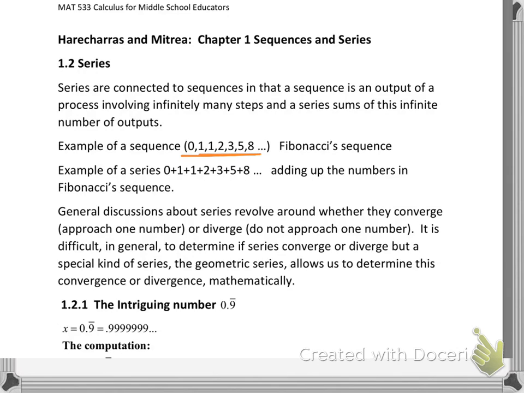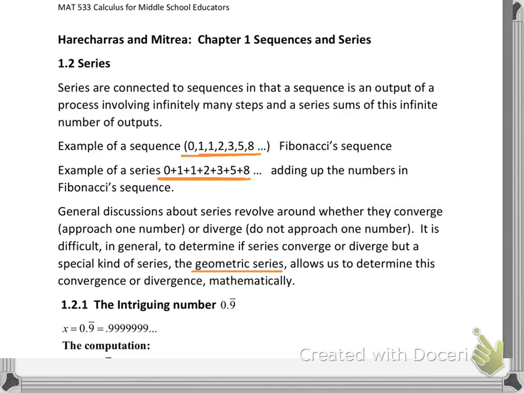Okay, so here's your Fibonacci sequence. Here's an example of a summation, a partial sums summation, if you limit it between 0 and 8 of the numbers in the Fibonacci sequence. Generally, discussions about series tend to revolve around whether the series has an ending point, or whether it converges on a certain number, or whether it doesn't. So generally it's difficult to determine that. However, a special kind of series, the geometric series, allows us to determine this, and we'll do it mathematically. So that's what's coming in this section.